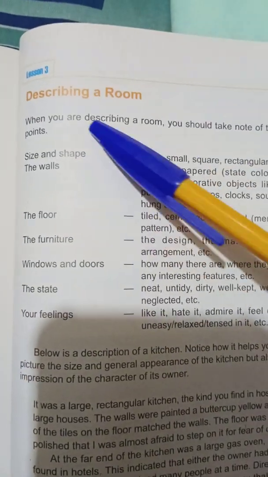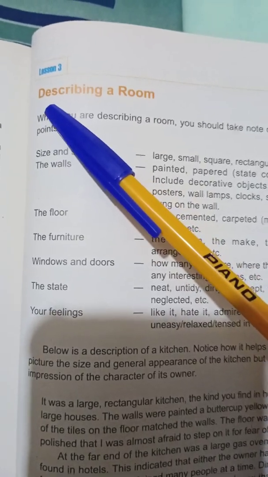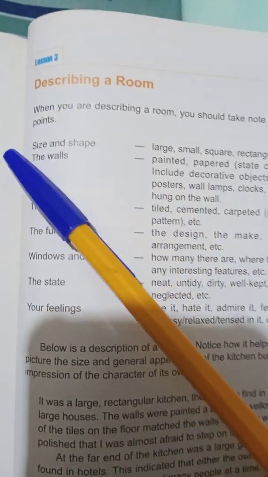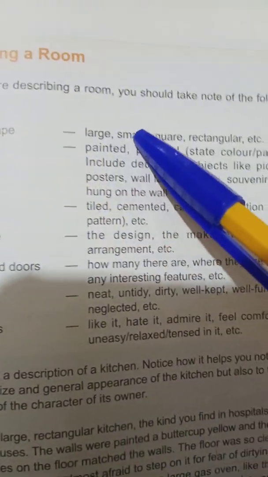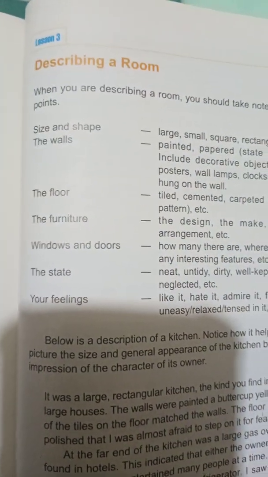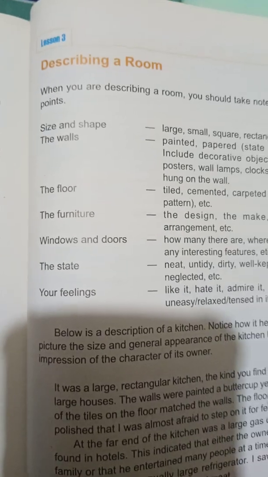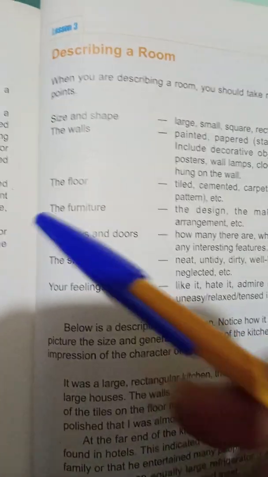In this lecture I am going to teach you from section composition, lesson number 3. So let's get started. The topic is describing a room. When you are describing a room, you should take note of the following points. Dear students, when you are going to describe any room, you should keep these points in your mind.